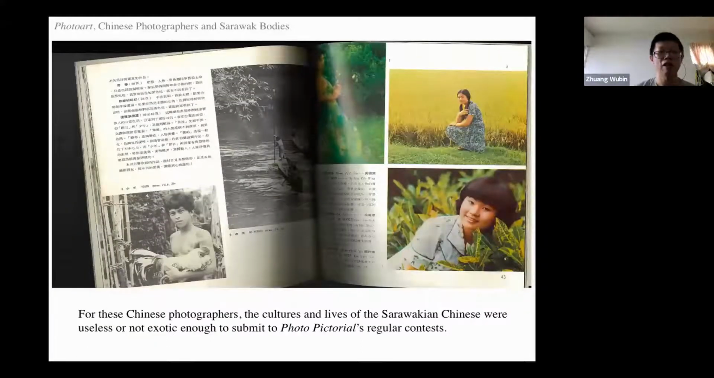I'll just end here and say that for these Chinese photographers who were born or based in Sarawak, it felt as though the cultures and lives of the Sarawak Chinese were useless and not exotic enough to submit to Photo Pictorial's regular content. I think I have to stop, so I cannot do the next part of my presentation, but I will be happy to take some questions. Thanks.